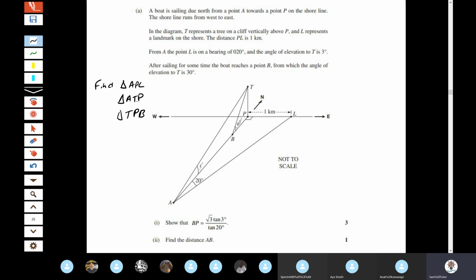I'll give you a clue what to find. In APL, try to find AP. In ATP, try to find TP. And then in TBP, you'll obviously find the one you want, which is BP. That's a little clue. Hopefully some of you are able to get it out. I'll start it another minute or so.